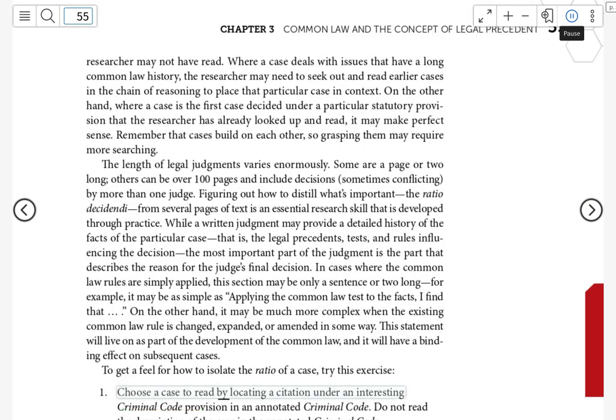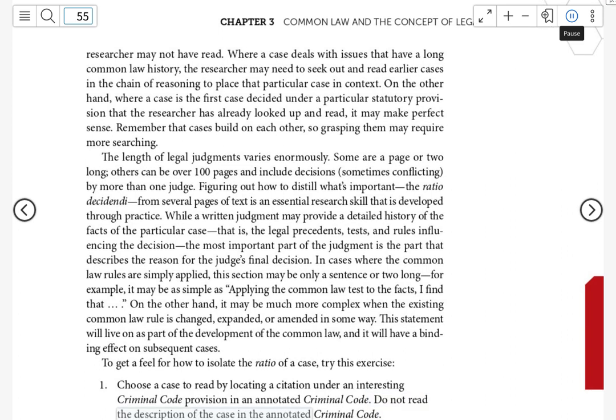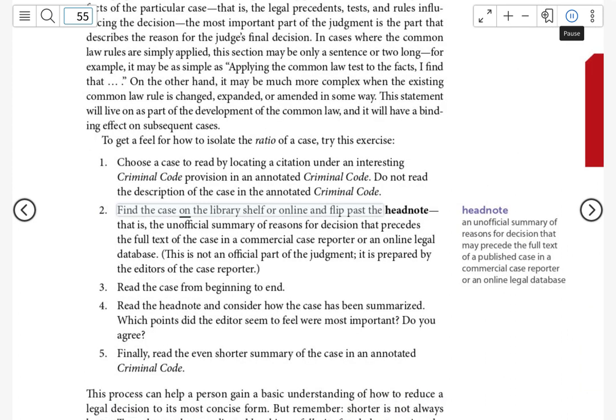1. Choose a case to read by locating a citation under an interesting criminal code provision in an annotated criminal code. Do not read the description of the case in the annotated criminal code. 2. Find the case on the library shelf or online and flip past the headnote, that is, the unofficial summary of reasons for decision that precedes the full text of the case in a commercial case reporter or an online legal database. This is not an official part of the judgment; it is prepared by the editors of the case reporter. 3. Read the case from beginning to end.